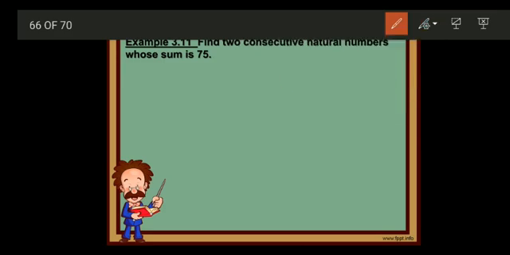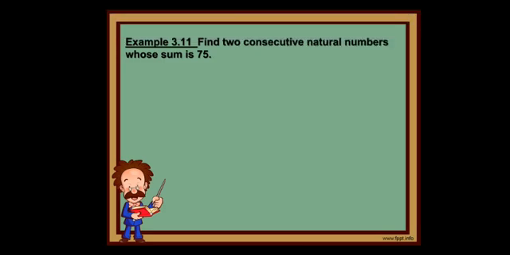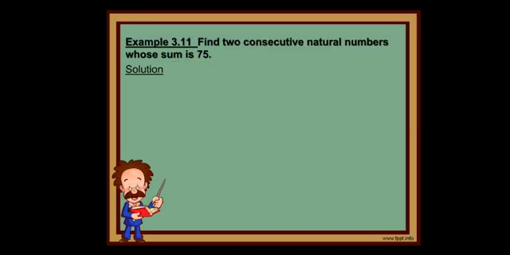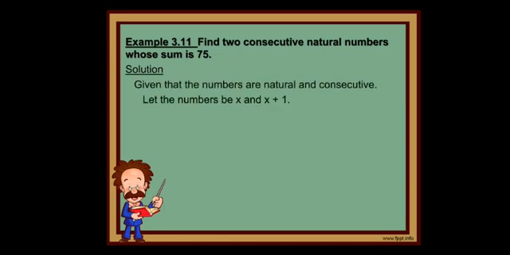So there are two consecutive natural numbers. When we add them, we get 75. So what are those two consecutive natural numbers? That is what we have to find out. We'll take one number as x. So the next number will be x plus 1. So let us take x and x plus 1 as the consecutive natural numbers. Given that the sum of those two consecutive natural numbers is 75.